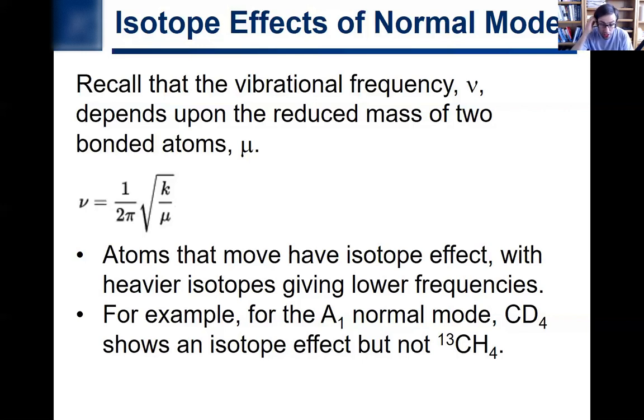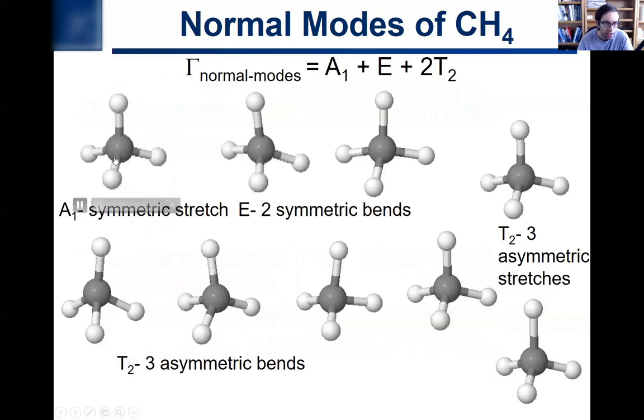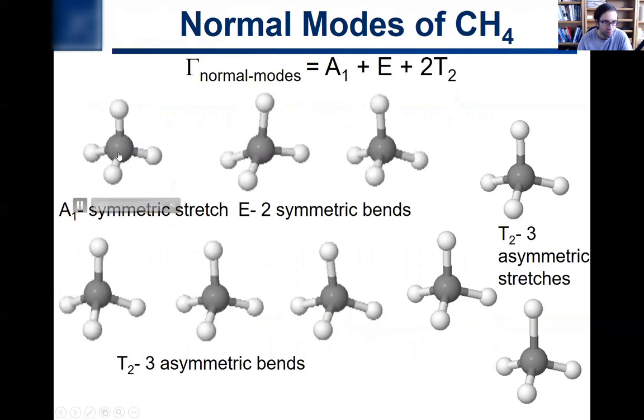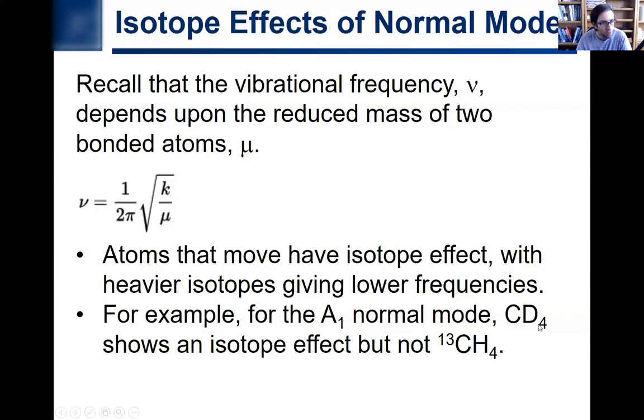So, for example, the A1 normal mode was a symmetric stretch, okay? Let's look at that symmetric stretch. There it is. Look what's moving. The hydrogens are moving. Carbon is staying the same, right? Carbon is not moving. So if you look at CD4 instead of regular methane, you will have a pronounced isotope effect. The symmetric stretch in CD4 will be significantly lower, because deuterium is significantly higher in mass than hydrogen.